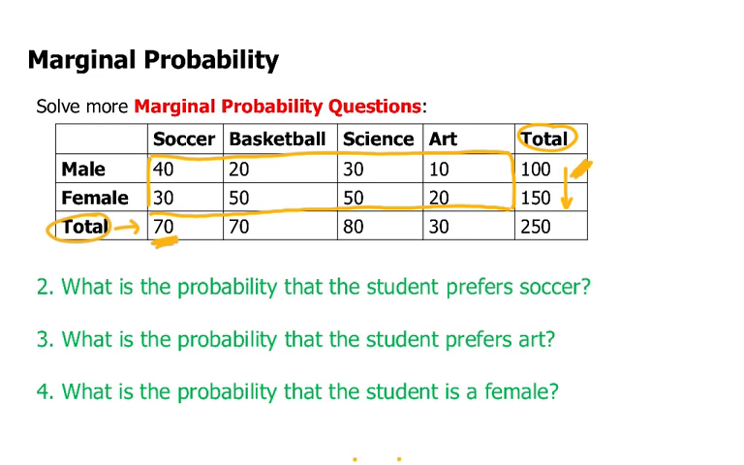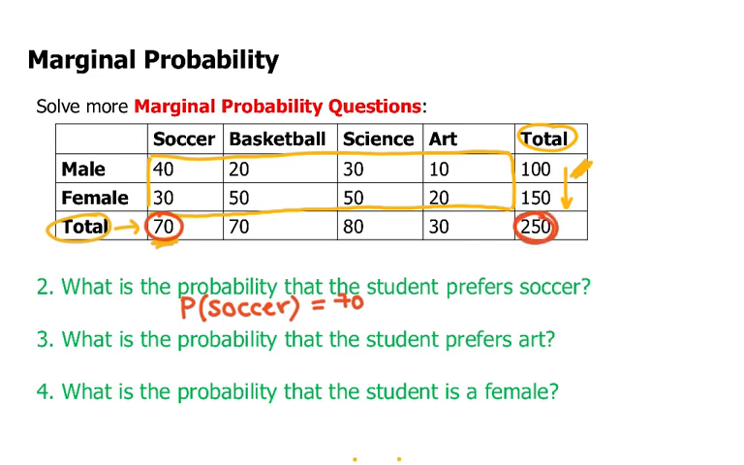So when they say, well, what's the probability a student prefers soccer? They did not mention that they care at all whether they are male or female. So we will look at the total number of soccer players. So the probability that they preferred soccer is the number of favorable outcomes, which is 70 of the students in the survey preferred soccer.